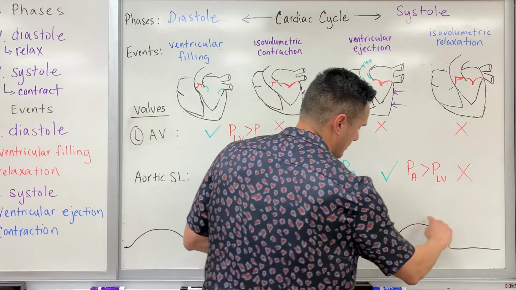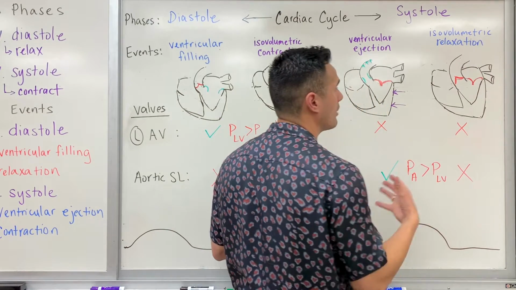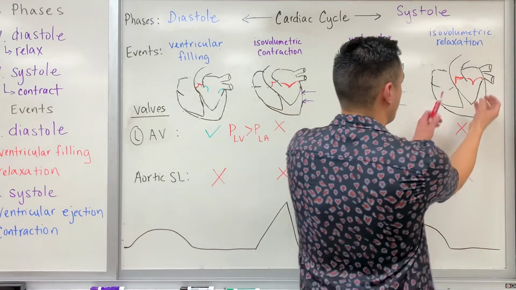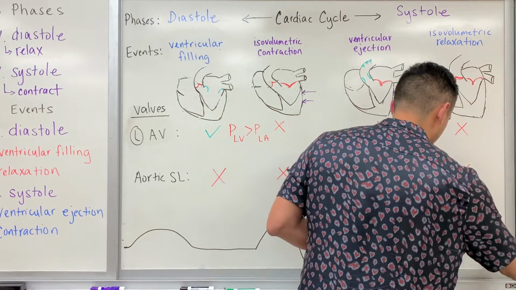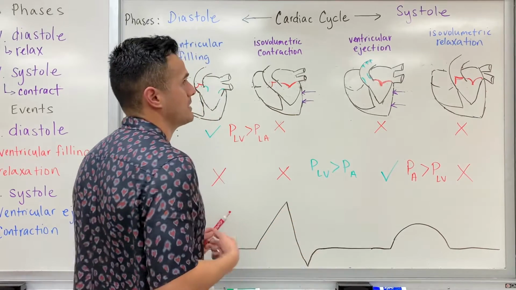So what's showing here is ventricular repolarization. After the ventricles repolarize, they go into the relaxed state. So then you get here, and then this cycle is going to continue.